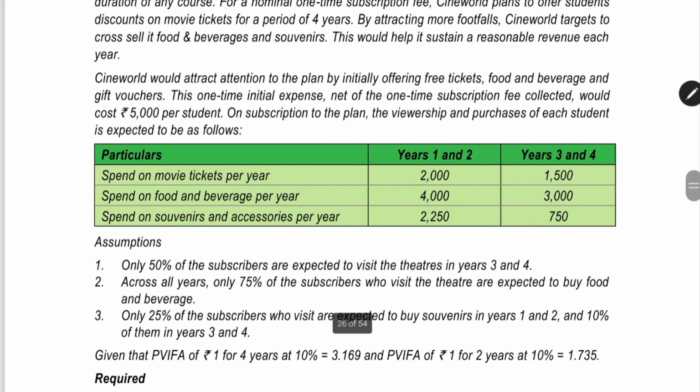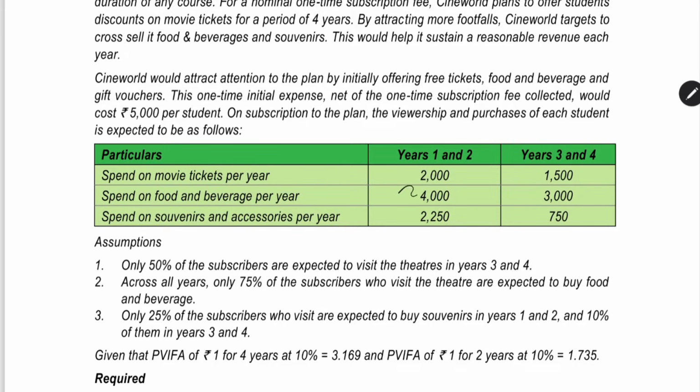For one student, one student will spend 2,000 rupees per year for movie tickets in years 1 and 2. The lifetime of this project is 4 years. For 4 years, they will give the discount on movie ticket prices. The student will spend 2,000 rupees per year on movie tickets in year 1 and 2, and he will spend 1,500 rupees in year 3 and 4 on movie tickets.